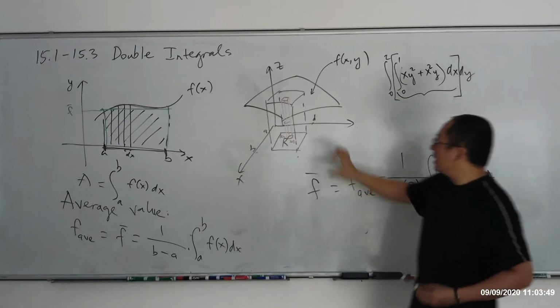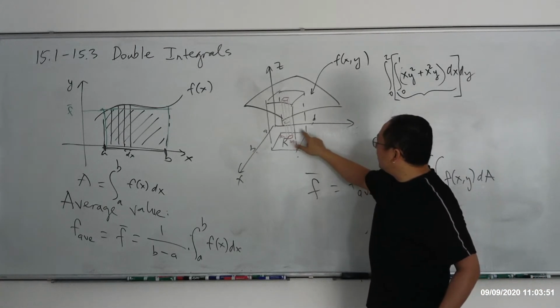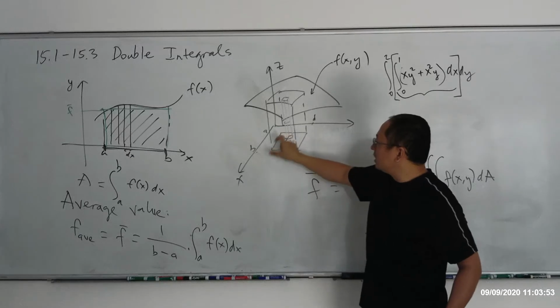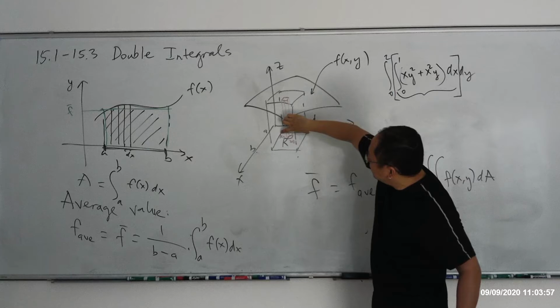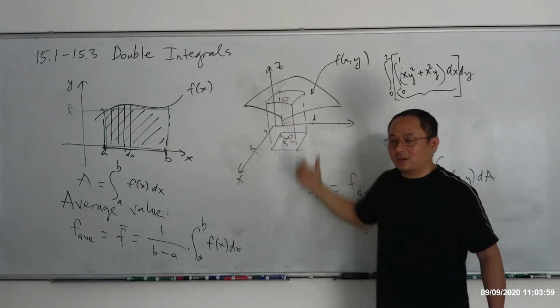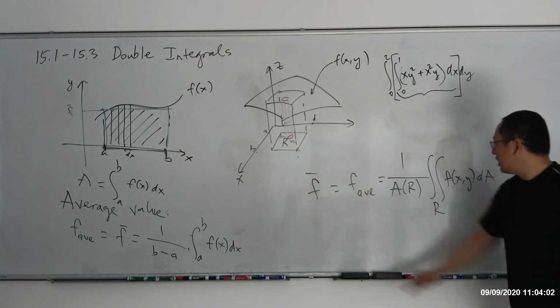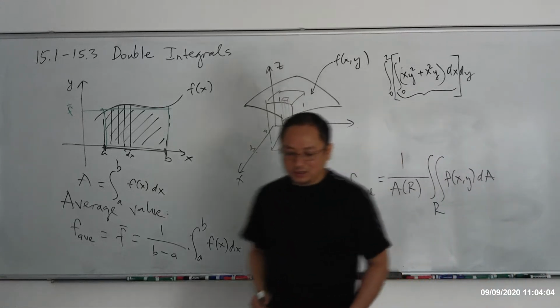So in this particular case, you do (b minus a) times (d minus c), because b minus a is the change in x, and d minus c is the change in y. So length times the width, you have the area of the base. I'll write it in general. It's going to be the average of the function. That's all.